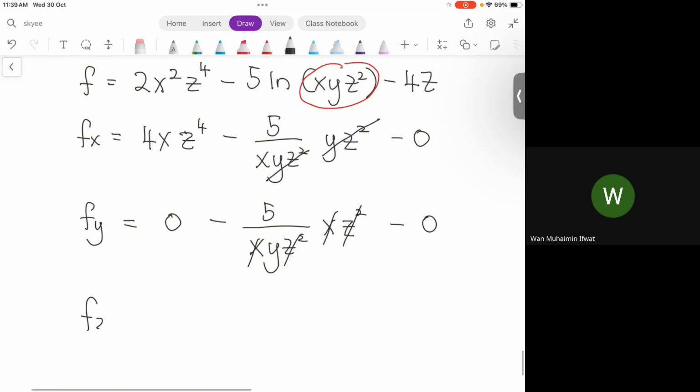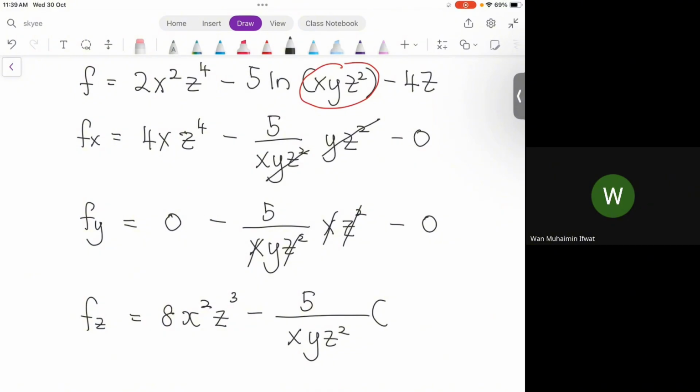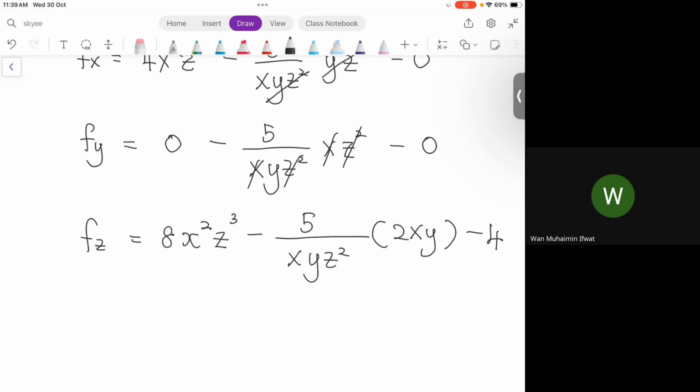Now fz. Differentiate with respect to z. You have 8x squared, it's constant, so z will become power 3, minus 5 over xyz squared, and then differentiate with respect to z, you get this. And then 4z will give you negative 4. Now try to simplify this and put them back.